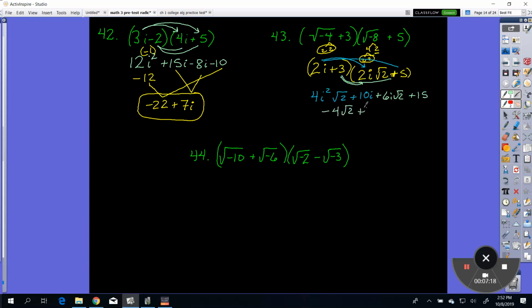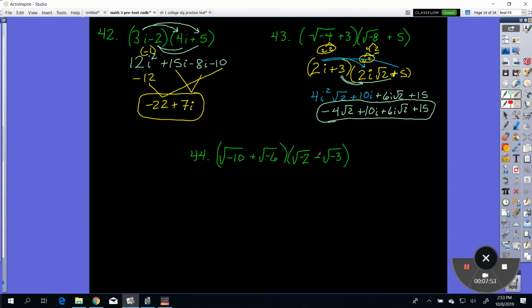So now I'm looking, this is a 10i, this is 6i square root of 2, and a plus 15. So this one has a square root of 2, but it has an i. This doesn't have an i, so I can't combine it. This has an i, but not a square root of 2, so I can't combine with anything. So that's as simple as my answer gets. There are no like terms. So that's my answer. I'm going to do the same thing with 44.